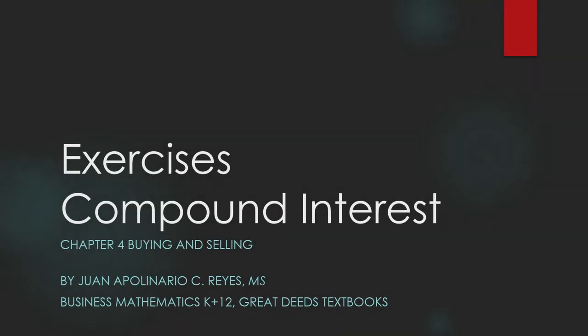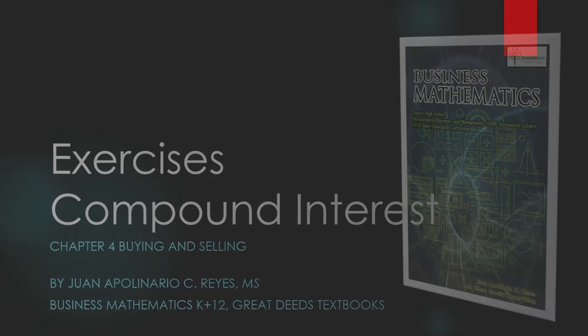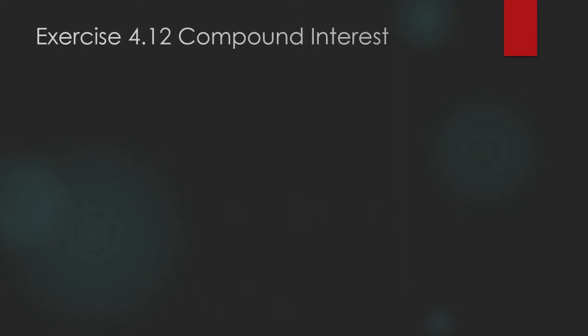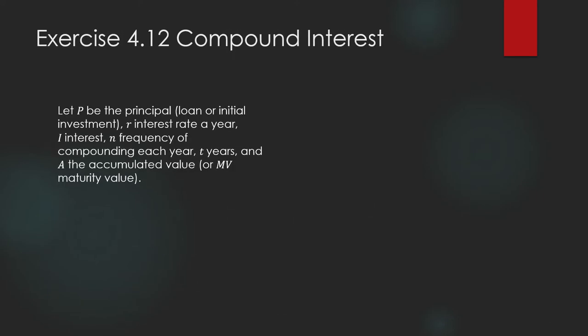Exercises on compound interest. This is exercise 4.12. Let P be the principal. The principal can be a loan or it can be an initial investment.